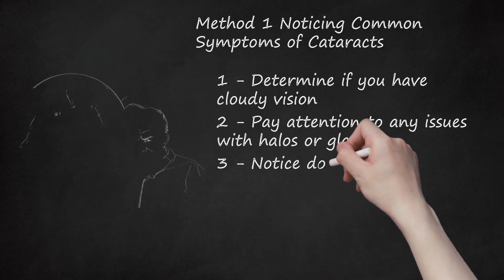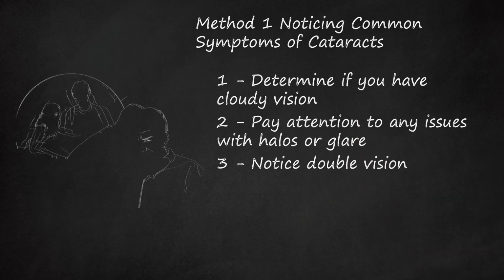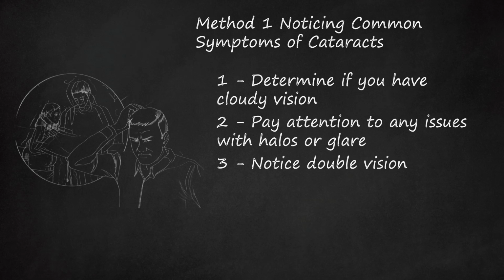3. Notice double vision. Double vision can be caused by a variety of conditions. If you are suffering from double vision due to cataracts, your double vision will be due to problems with the lens of your eye. Double vision from cataracts can be in one or both eyes. If it's in both eyes, then you have cataracts in both eyes.